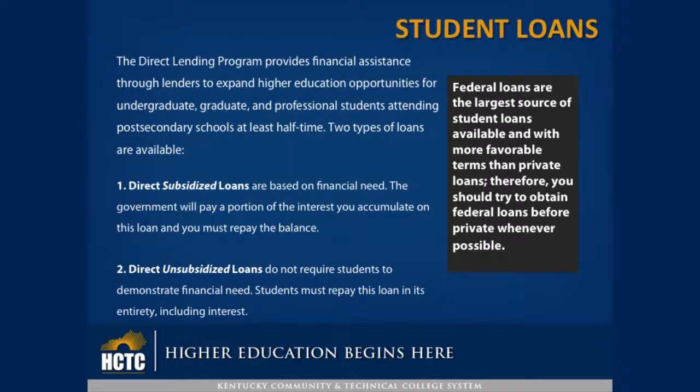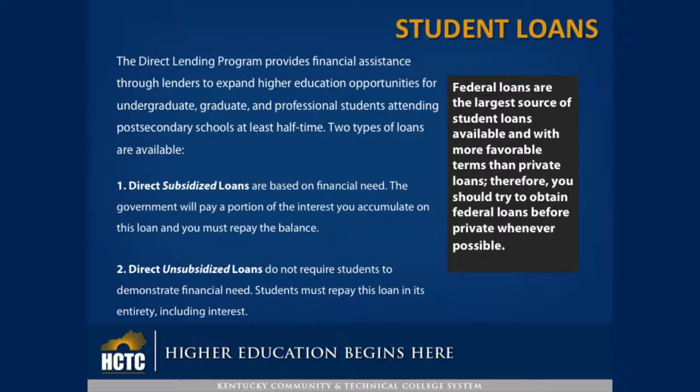and professional students attending post-secondary schools at least half-time. Two types of loans are available. Number one, direct subsidized loans are based on financial need. The government will pay a portion of the interest you accumulate on this loan, and you must repay the balance. Number two, direct unsubsidized loans do not require students to demonstrate financial need. Students must repay this loan in its entirety, including interest.